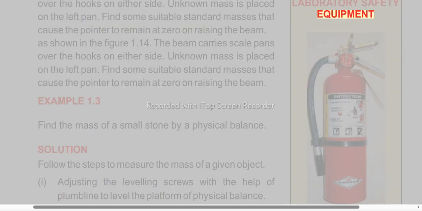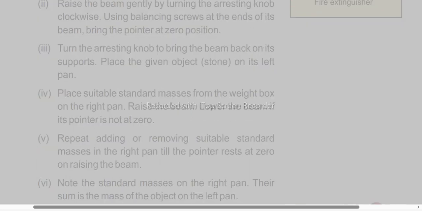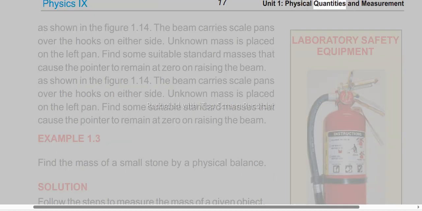Laboratory safety equipment. Fire extinguisher. Physics 917 Unit 1, Physical Quantities and Measurement.